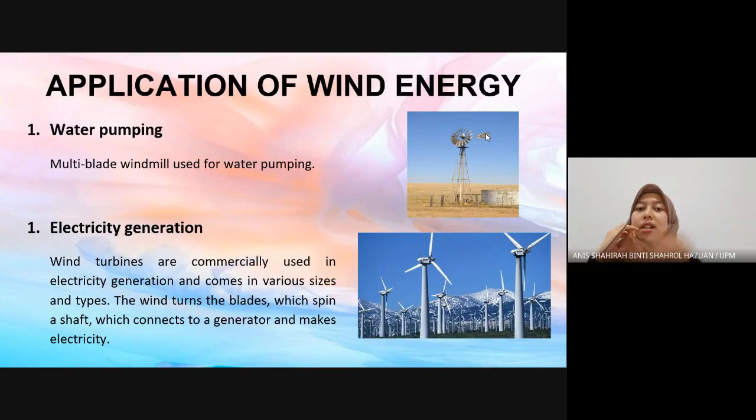another examples of application of wind energy. First is for water pumping and second is for electricity generation. For water pumping, multi-blade windmill used for water pumping. This is basically used by farmers to water their yields and harvest. And then electricity generation. Wind turbines are commercially used in electricity generation and comes in various sizes and types as you can see in the picture. The wind turns the blades, which spin a shaft which connects to a generator and makes electricity. Next.